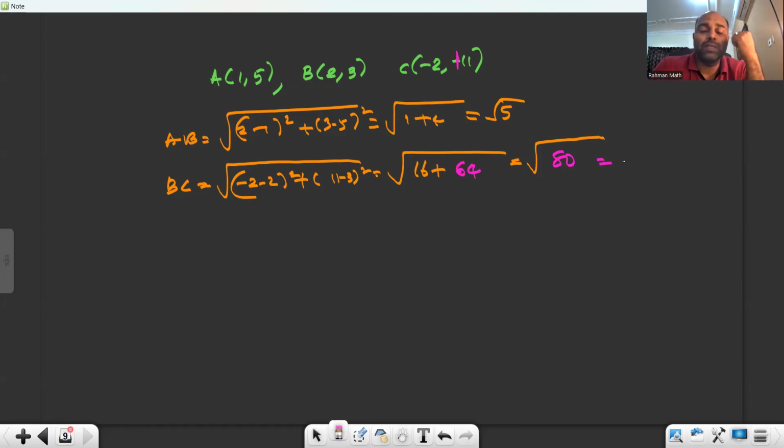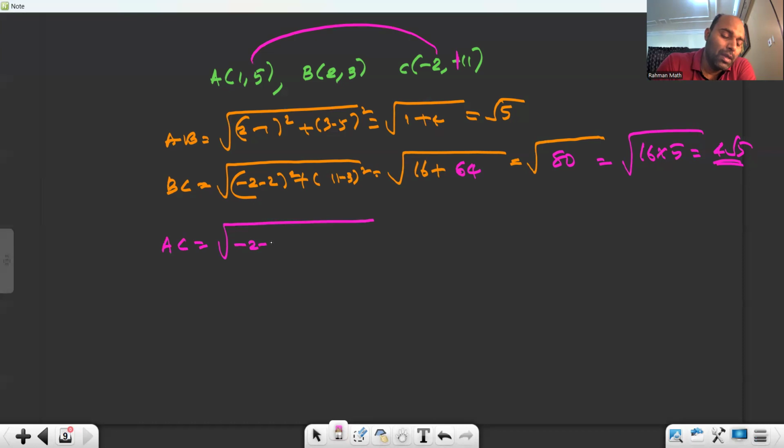You should know prime factorization. Simplification is very important. This can be written as 16 into 5. 16 having a square root of 4. So 4 root 5 you got. 16 into 5 is what? 80. So 4 root 5. Now please find AC. Everything you have to find.